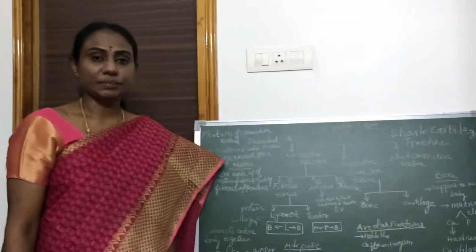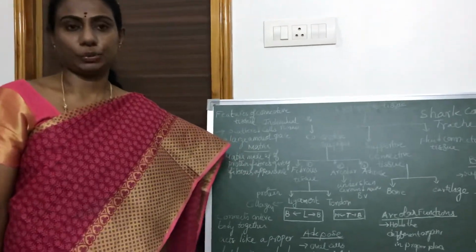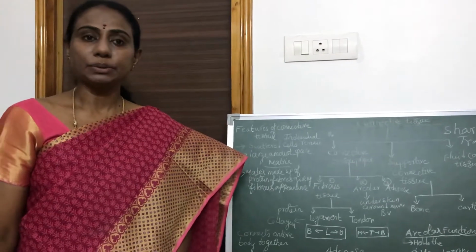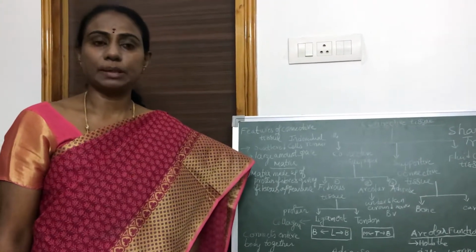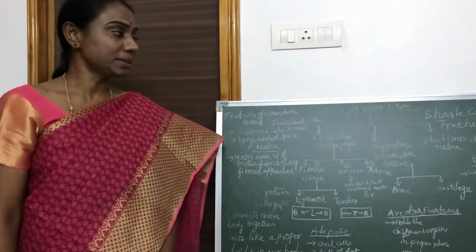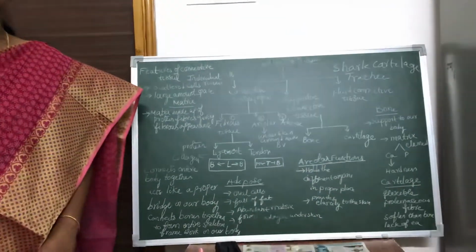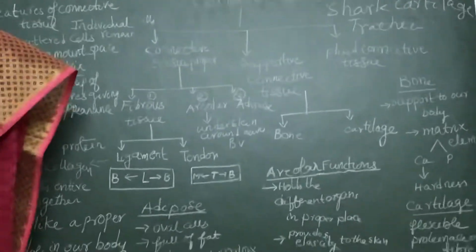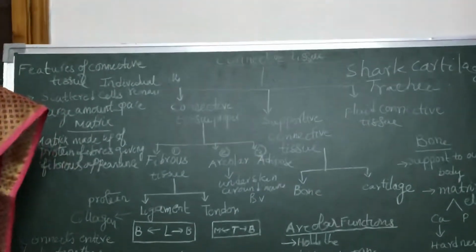Yesterday in the previous class we studied animal tissue. Animal tissues are of four types: epithelial tissue, connective tissue, muscular tissue, and nervous tissue. Yesterday in the previous session we learned about epithelial tissue. Let us have a quick recap about epithelial tissue.